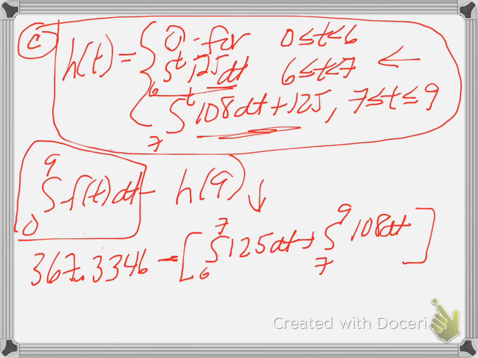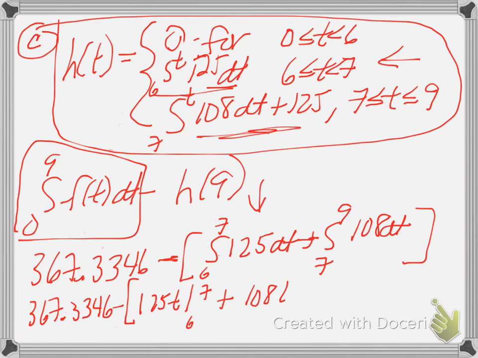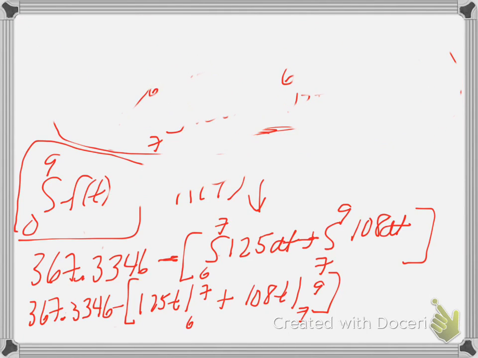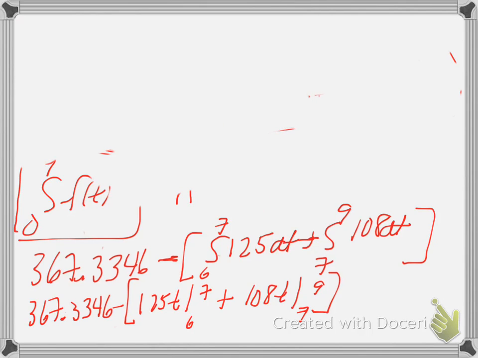Okay, so now we're going to get to the really annoying part, but we'll do it. So we have 367.3346 minus, the antiderivative, 125t as it goes from 6 to 7, and then plus 108t as it goes from 7 to 9. I'm going to go to the next screen. Maybe I'll go up here for consistency so you can see what's happening. This is extremely annoying algebra we have to do.